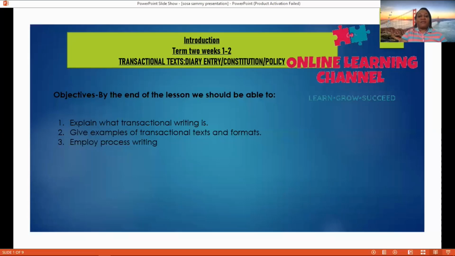Our objectives for this lesson: by the end of this lesson, we must be able to explain what transactional writing is. We must be able to give examples of transactional texts, and we must also be aware of their formats. We must be able to employ process writing towards writing a transactional text. Those are the objectives for this lesson.